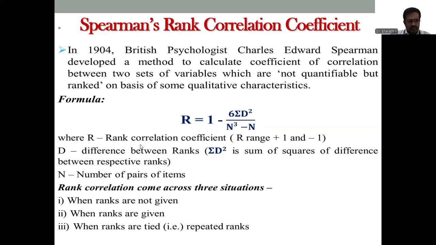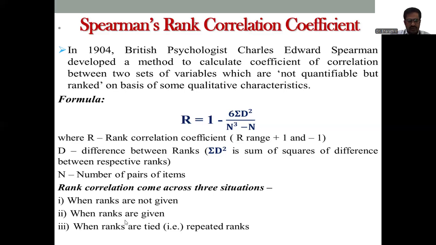In rank correlation, we have three types. First, when ranks are not given. Second, when ranks are given. Third, when ranks are tied or repeated. The same formula can be applied. When ranks are not given, we need to give the ranks. You can give the highest number rank one or the lowest number rank one, depending on the data.